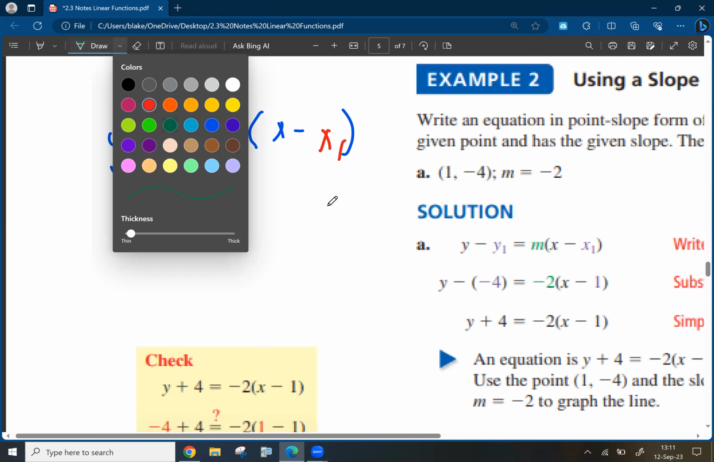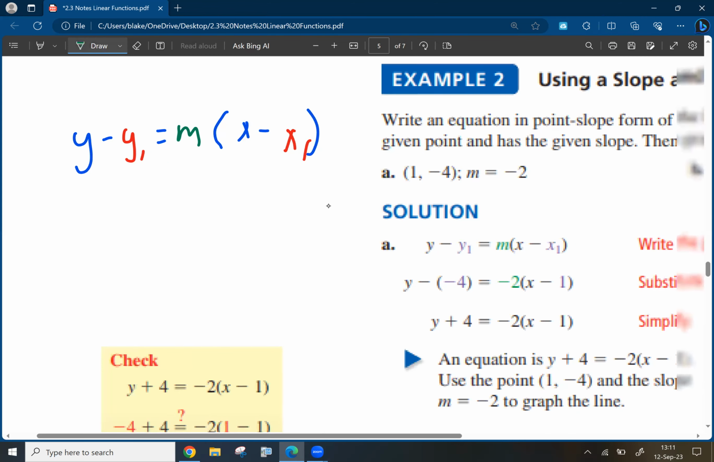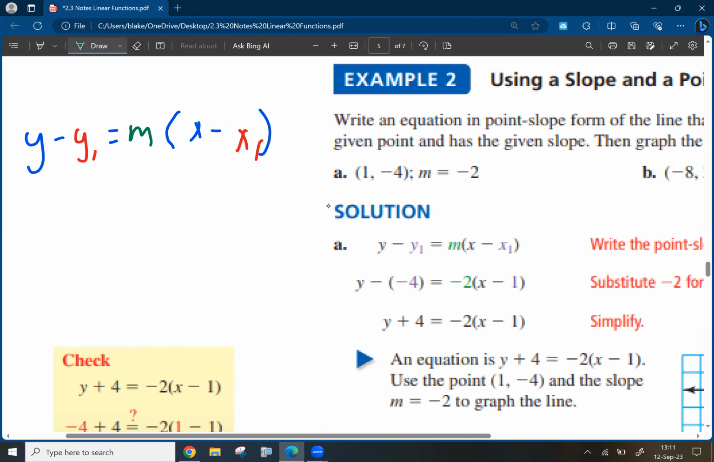And we're going to put a number in for m. So we're not going to touch y, we're not going to touch x, we're not going to touch the equal sign or any of that stuff, but we're going to put numbers in for the x1, the y1, and the m. So if you look at example 2a here, we have a point, and that point is going to be our x1 and our y1 values, the 1 for x1, and the -4 for the y1. And of course, m is -2, that's our slope.